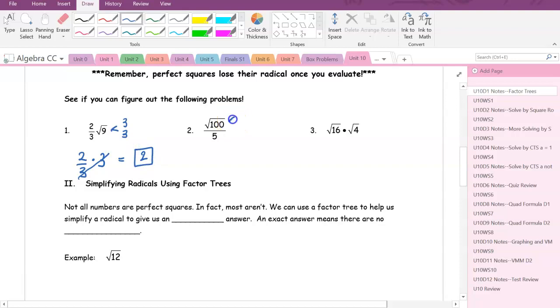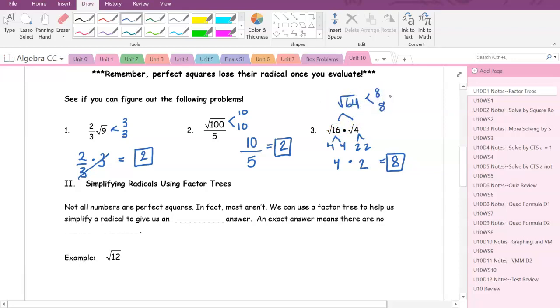All right, square root of 100 is 10, and that's because 10 times 10 is 100. 10 over 5 is just 2. Square root of 16, this is 4 times 4, so square root of 16 is just 4. Square root of 4 is 2 times 2, so this is just 2. And 4 times 2 is 8. All right, you could also go ahead and multiply these first. 16 times 4 is 64, and then square root of 64 is 8 times 8, and so that is just 8 as well.